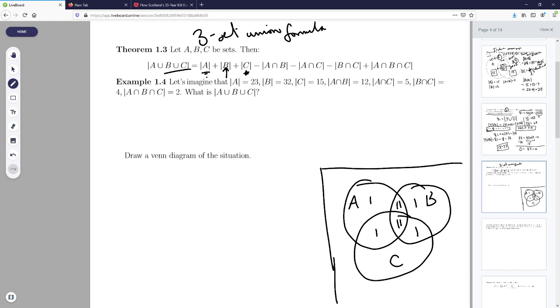Now let's look at C. So C gets this, this, and that. So what do we see? What we see is that we've counted the just A parts once, which is fine, the just B parts once, which is fine, and the just C parts once, which is also fine. But we've counted all of these other parts twice, we've double counted. And then we've triple counted this thing. So that's even worse than double counting.